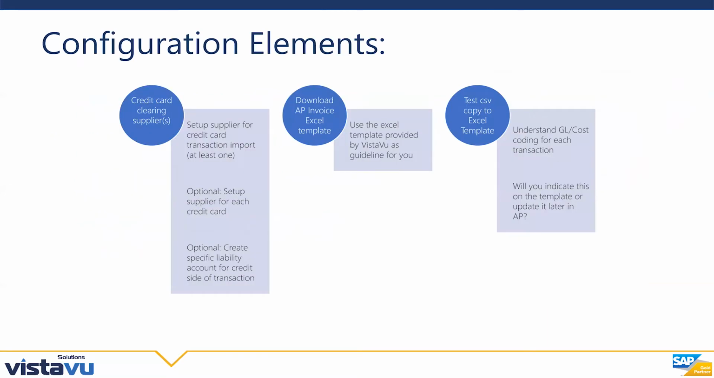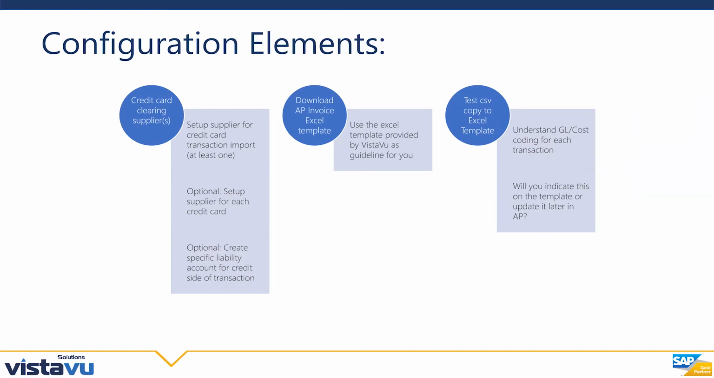So there's a couple of configuration elements for this. You are going to want to set up a supplier for the credit card transaction import. Ideally, one, potentially depending on your business scenario, you could set up a supplier for each credit card. You may want to look at the volume of transactions you'll potentially be loading, the number of credit cards that you have. We'll show you the mechanisms how this works, so you could decide after this video if it makes sense for you to have a separate supplier for each credit card.